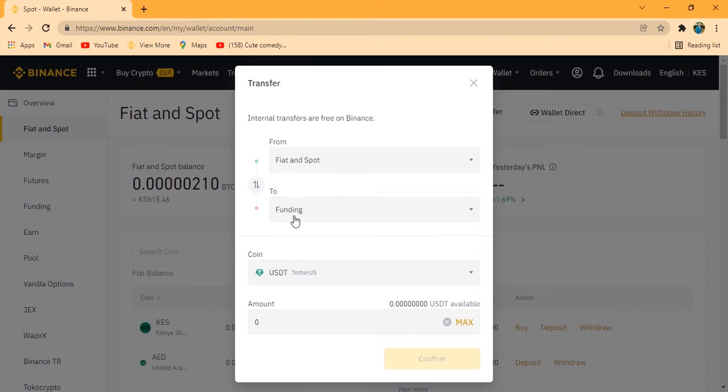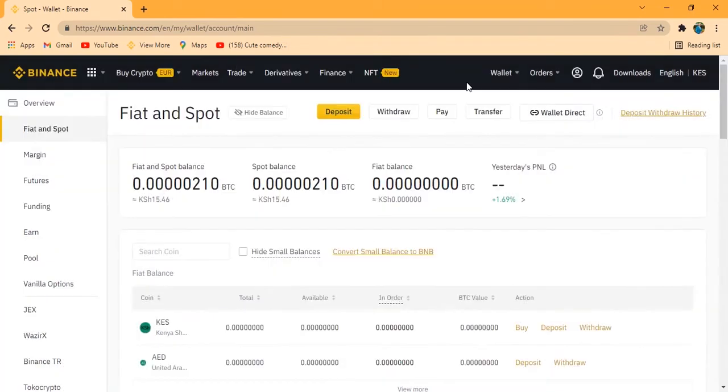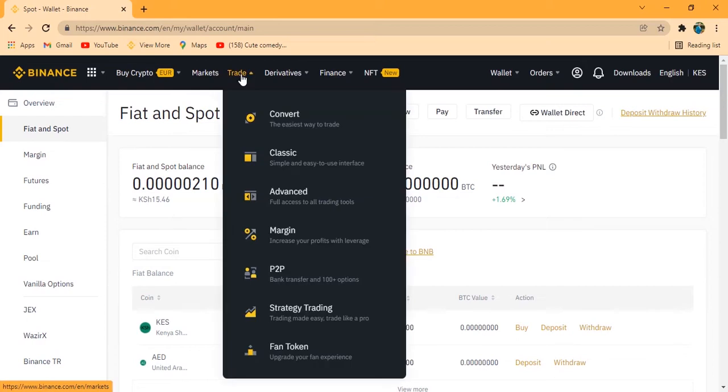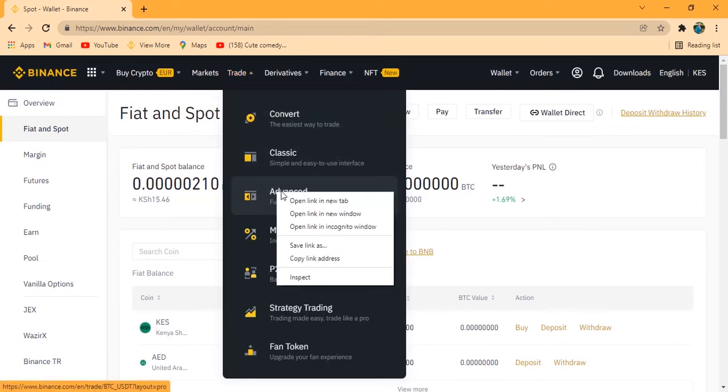So we are going to click here on the alternate arrows, going up and down. The moment you click, you can see from funding to flat and spot, and then you just click confirm, and your money will be transferred from the funding wallet to spot, named flat and spot.